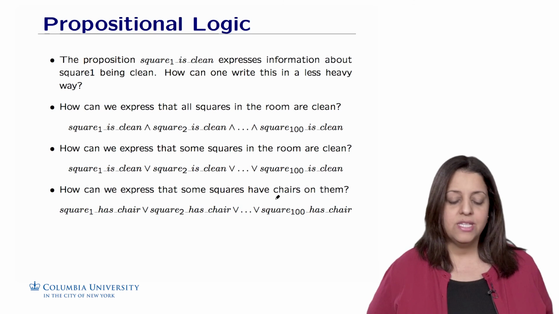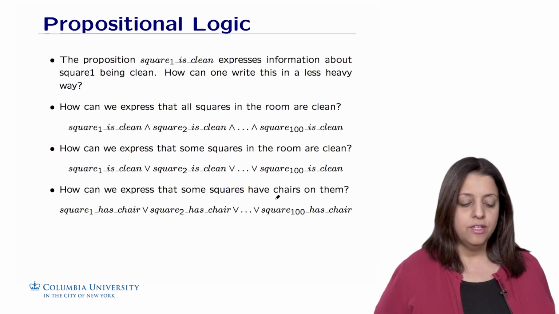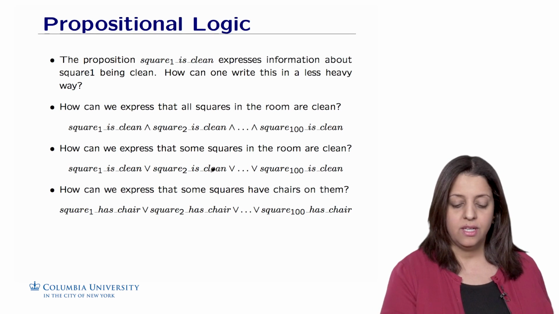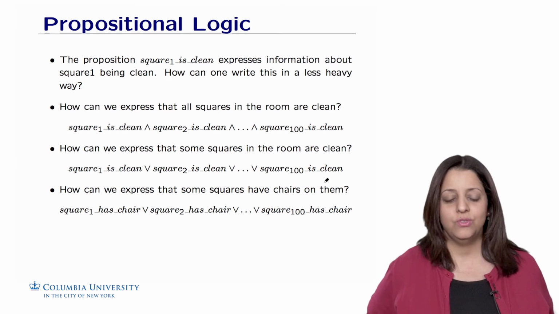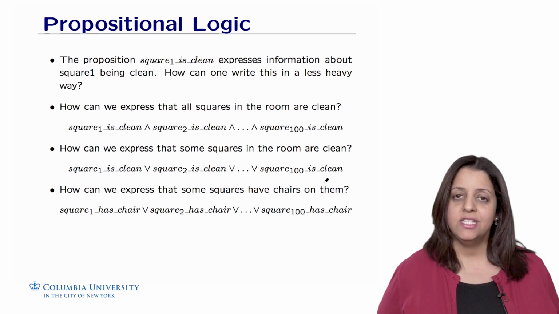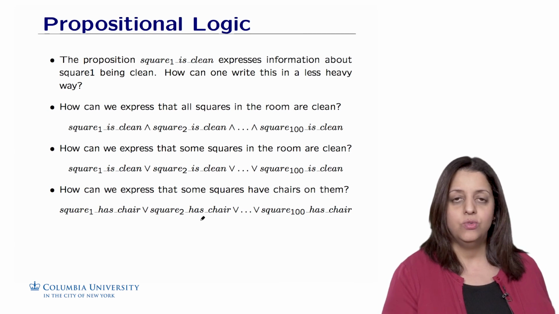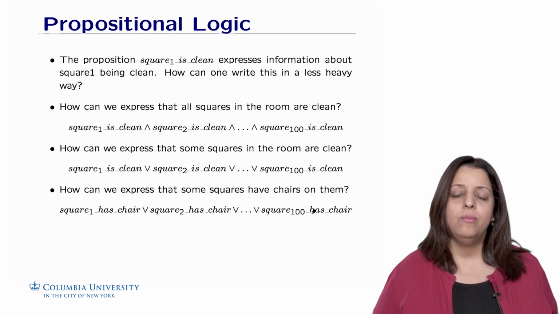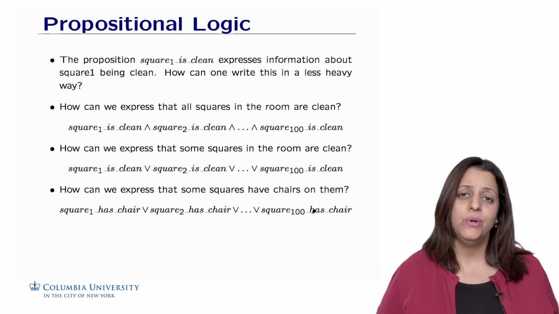Now, how can we express that some squares in the room are clean? We're going to put a disjunction. Either square 1 is clean, or square 2 is clean, or square 100 is clean. You may also want to, for example, express that some squares have a chair on them. In other words, square 1 has a chair, or square 2 has a chair, so it's going to become really heavy to express information about all the possible components in the world.